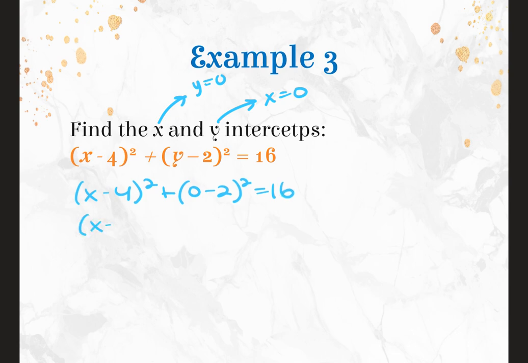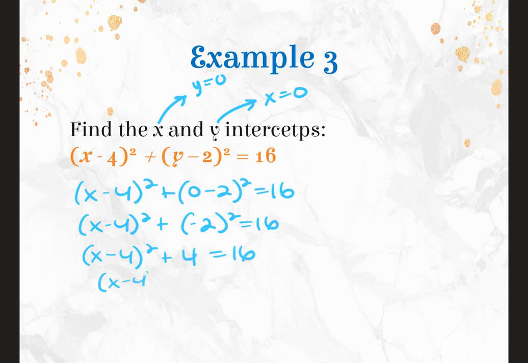This would stay x minus 4 squared plus negative 2 squared equals 16. X minus 4 squared plus 4 equals 16. X minus 4 squared would equal 12. And then I would go to square root both sides, and what do you got to remember to do? Plus and minus. So I square root, put the plus and minus in front of that 12, and I get x minus 4 equals plus and minus the square root of 12, which we're going to simplify.